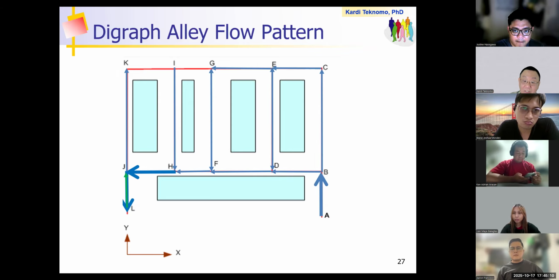So this information is very useful to distinguish which alley in the store will get more flow than the others, right? And then later what you will do is a cross tabulation. So you relate this flow pattern with the product that they are selling in that alley.